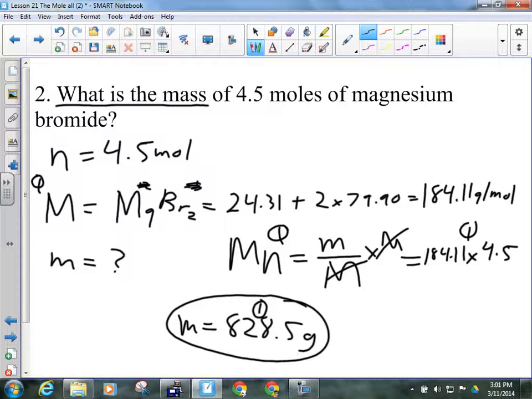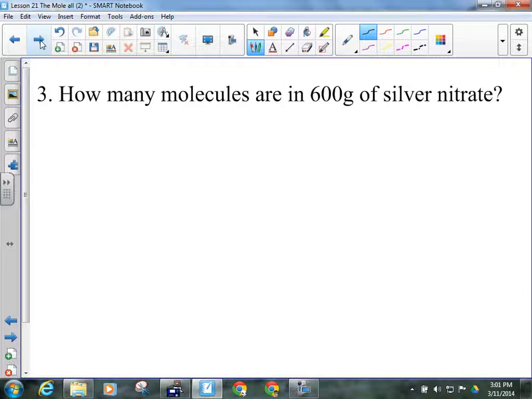Okay, everybody with me there? Works just the same way. Copy this one down. This is your third type of mole equation question that you might encounter.